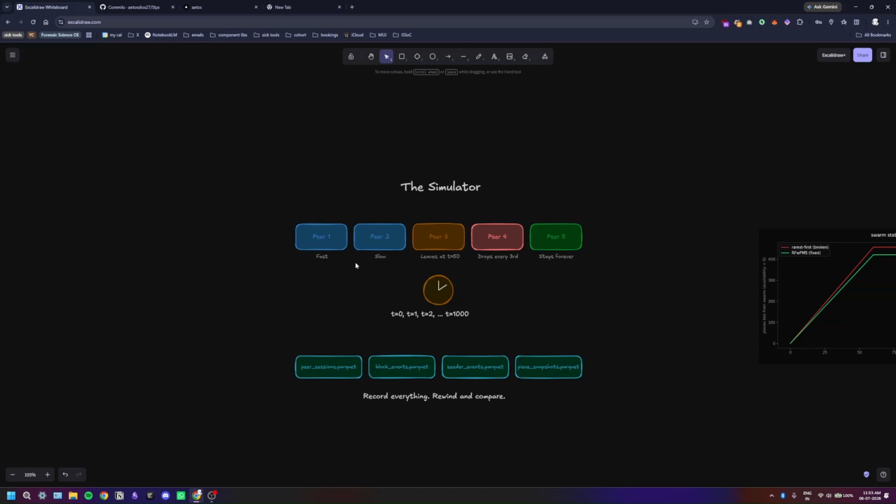Two people who have a slow internet connection. One person was fast. One person who leaves at a certain time. One person whose net is so bad that he drops every third tick, and someone who has very good internet and stays online forever. And I made this tick for 1,000 seconds. Basically, I made these 5 peers work for 1,000 ticks, and I tracked everything: peer sessions, requests, block events, seeder events, and piece snapshots.